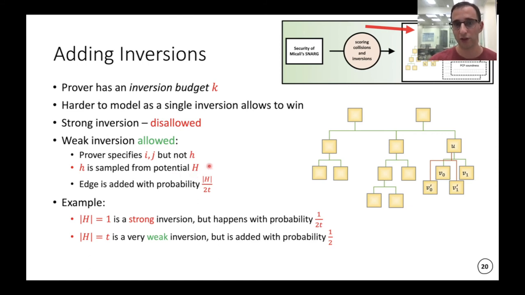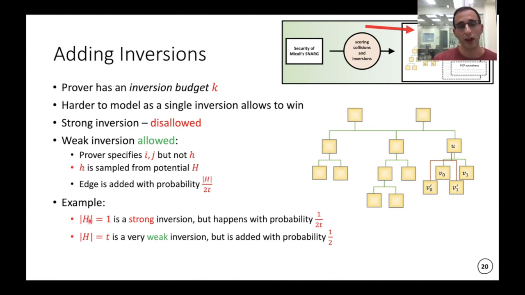So what is capital H? Capital H is going to be all the H's for which this node, IJH, he cannot connect to. If there's some H such that IJH is just free and he can connect to it and it's not considered an inversion, then fine, just do that. You take all the nodes that are already connected to some component, and this is going to be the capital H. And now an edge is added only with probability the size of this capital H over 2 to the T. If you're slightly confused, let me give you two examples. I think they'll make things easier.